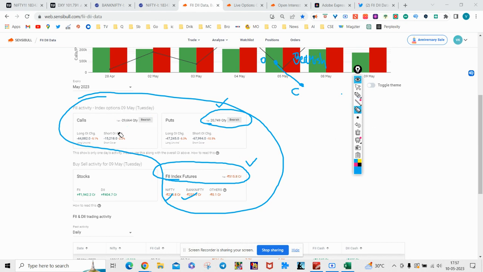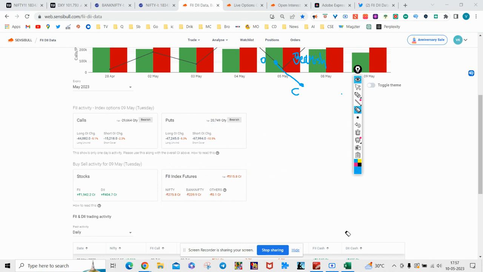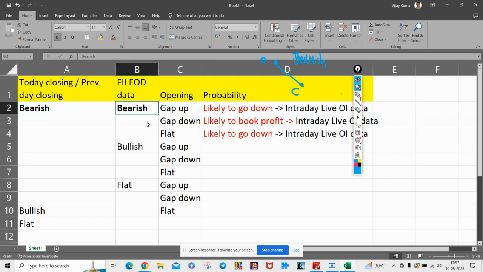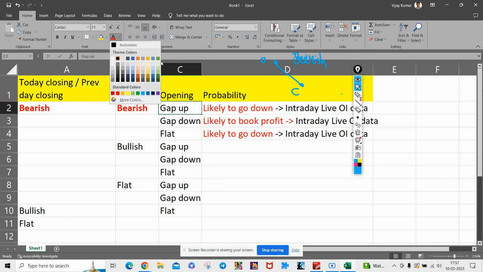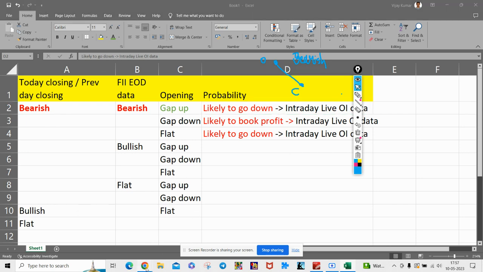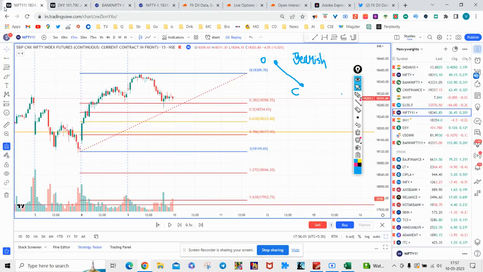Now, this is the case I was talking about. When the EOD closing is bearish, then the EOD data is also bearish, right? So now both are bearish, and today the market gapped up, right? Now, what we discussed is that when it gaps up because of the bearish positions, there is a likelihood of it going down. And then, based on the intraday data, we can take positions. That is, if the bearishness increases, it will go further down, or it can stay flat, or it can go up. So this is what happened today.